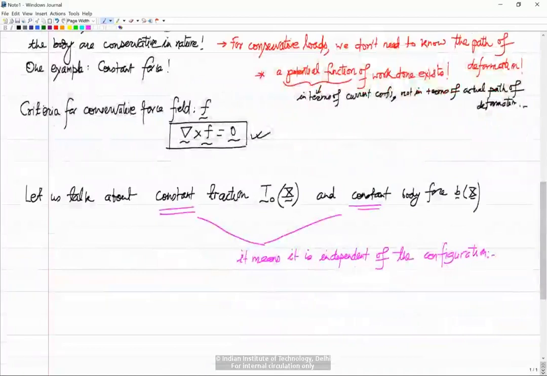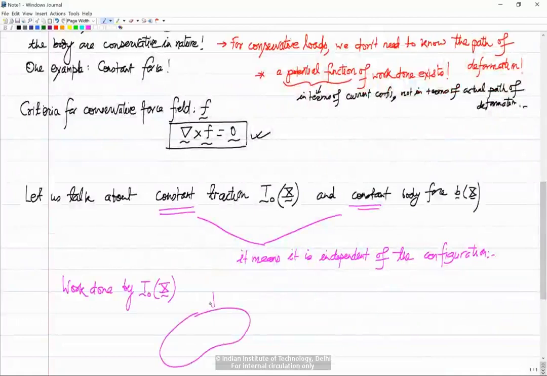So for such loads, what will be the work done? So work done by T naught of big X. So you have this body and T naught of big X is acting. Think of a point A here, which goes from big X A to small x a. Okay, so the work done will be in going from big X a to small x a.